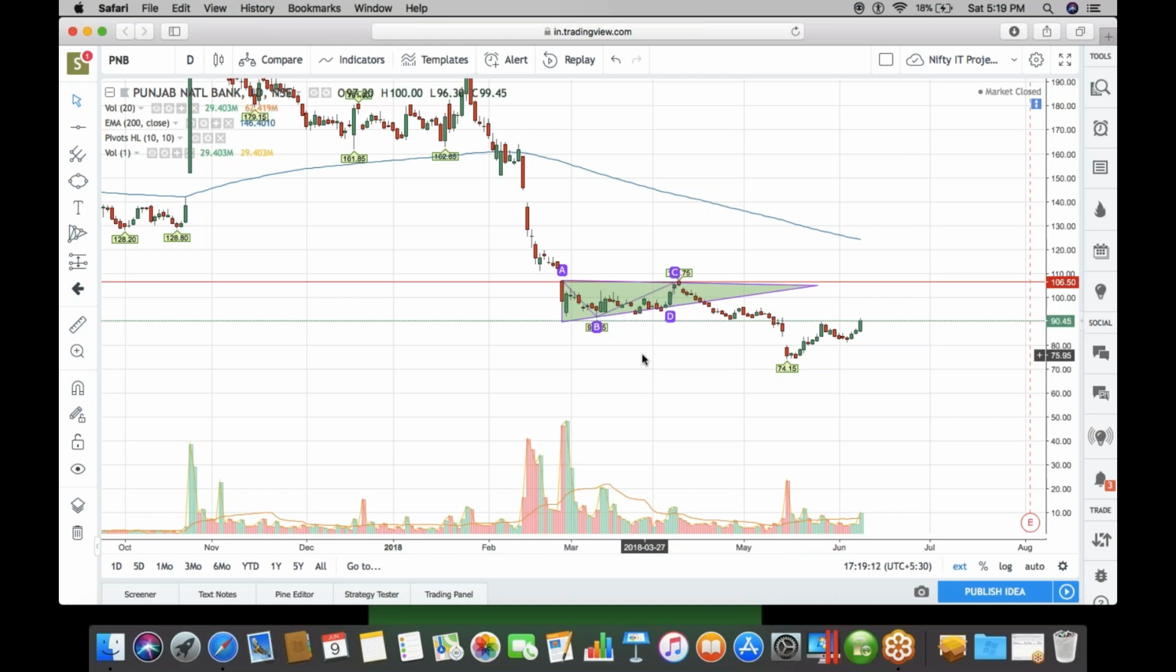Is there another triangle at 132 level, Ashok Leyland? Let me see, Sarath. We'll just see it. Okay, so first understand this. What did I do? I simply formed a line, a resistance line, and tried to use that resistance line.